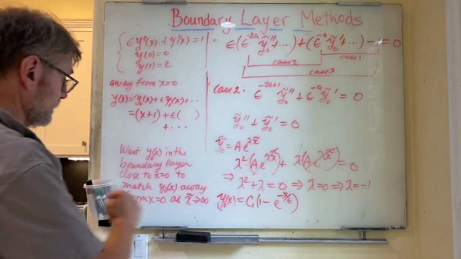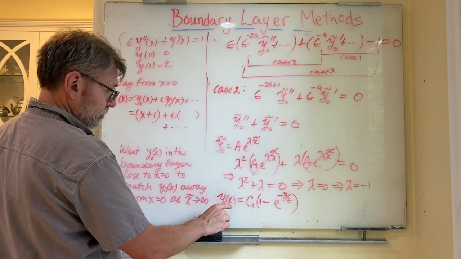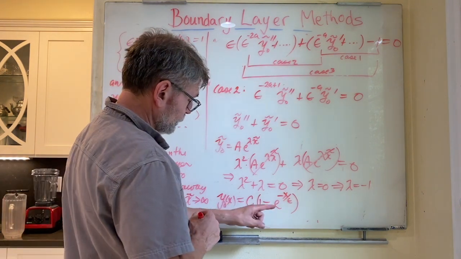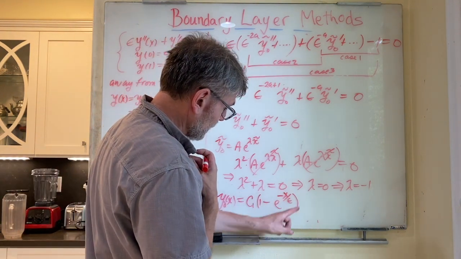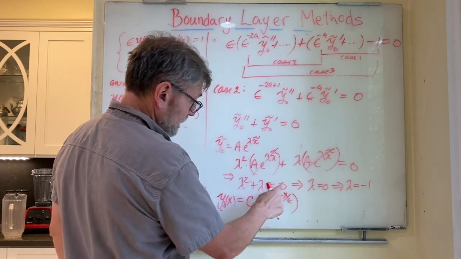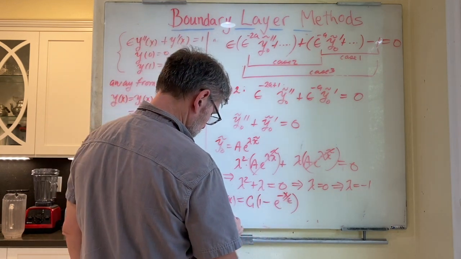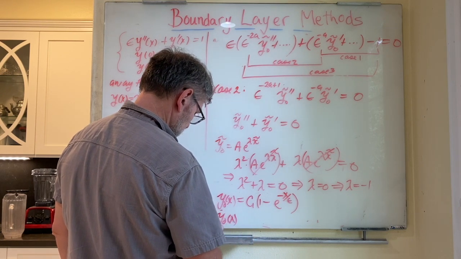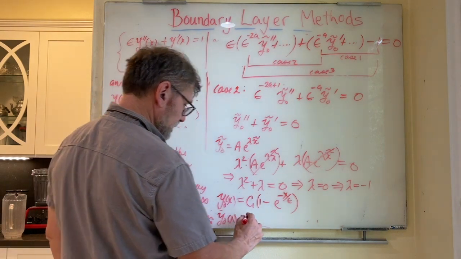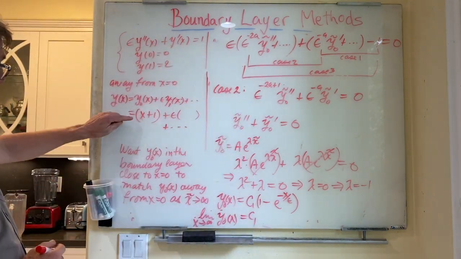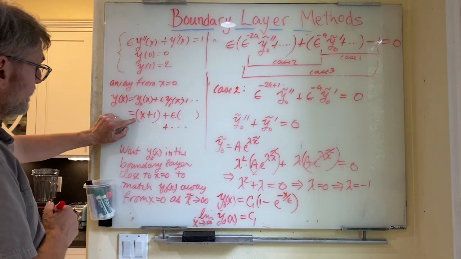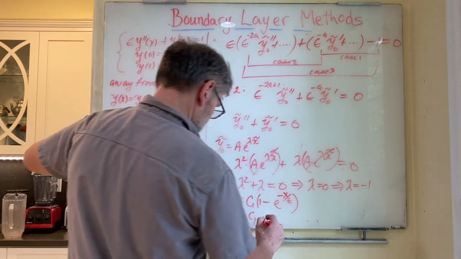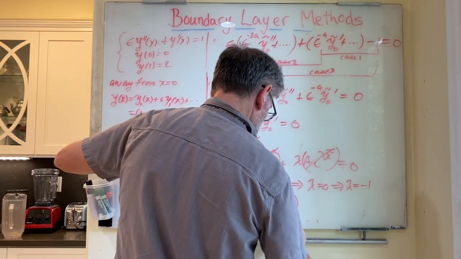So let's see. In the limit as x goes to infinity, or as x tilde goes to infinity, this term here will vanish, right? Because it'll be e to the minus infinity. And so this y naught in the boundary layer, the limit as x goes to infinity of this term is equal to just c1. Whereas this one, as I go towards x equals 0, this one is just equal to 1, right? So that means that c1 has to be equal to 1.